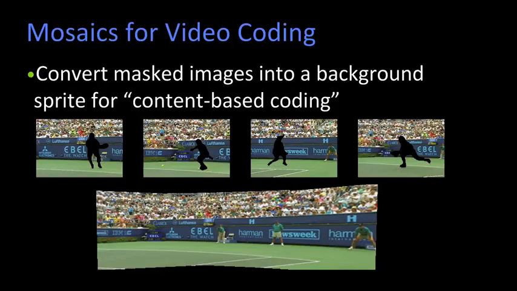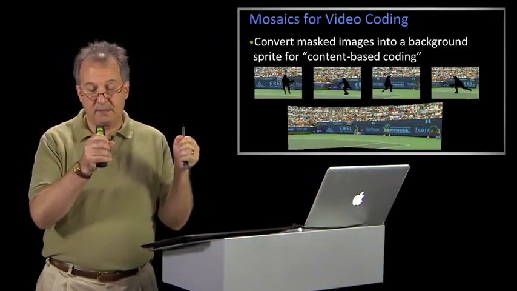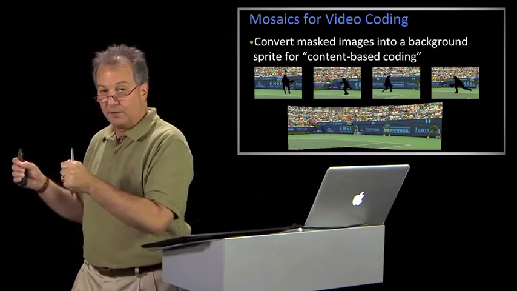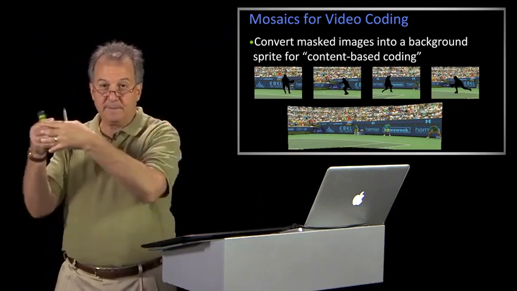There are other applications of essentially mosaicing pictures together. Here's one that was used for content-based coding, which is stolen from somebody who stole it from somebody who stole it from somebody else who's now lost forever. But basically the idea here was, we have this tennis player, and you can see the tennis player is being removed. And the way that was done is you essentially take all of the pictures, and it's a TV camera that's rotating about its focal point, so you can line up the pictures.